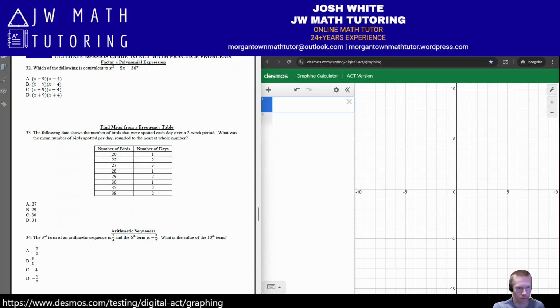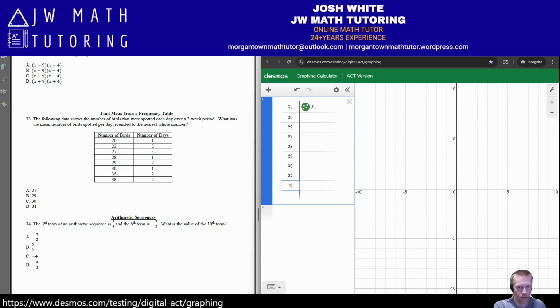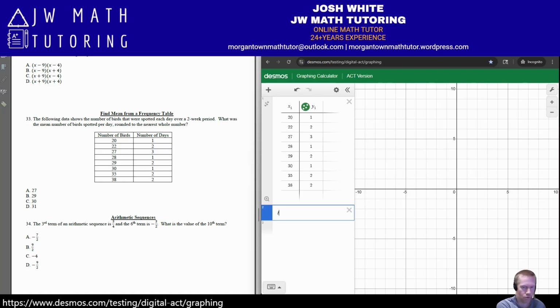So here's an example. In the first column we have the number of birds that were seen, and in the second column we have the number of days that they occurred on. All right, so now all I'm going to do is type in various values. And then I'm just going to type total. Actually, I'm going to do the division sign first.